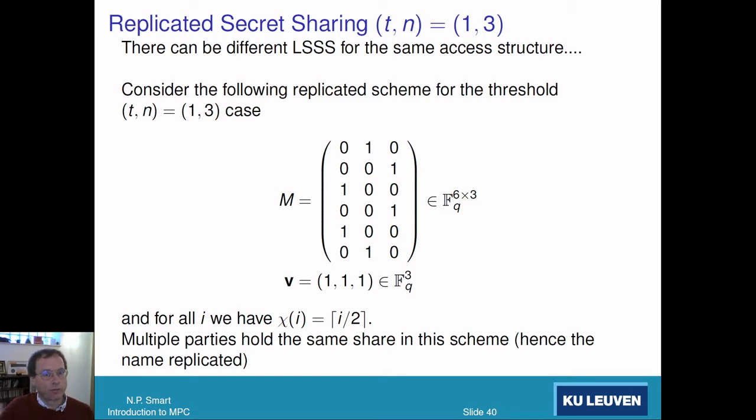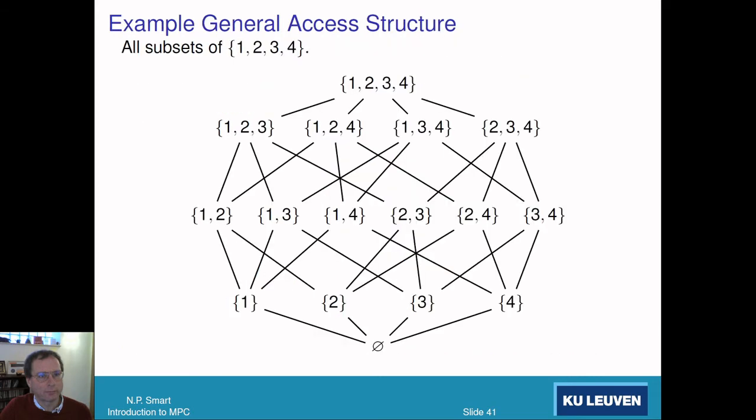The idea is it's replicated because if you think about it, party 1 is going to hold S2, but also party 3 is going to hold S2. Party 1 is going to hold S3, and party 2 is going to hold S3. Party 2 is going to hold S1, and party 3 is going to hold S1. So we're replicating the shares, hence the name. If I hold a share, then someone else is going to hold a share as well. It's going to be replicated elsewhere. That's why it's called replicated.